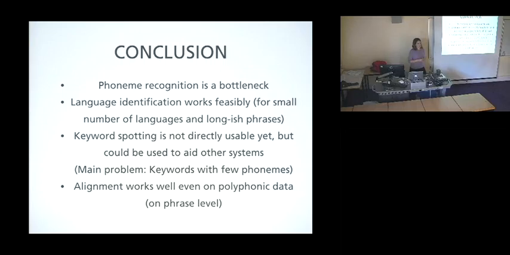The language identification at the moment works okay. You could probably use this for some sort of practical applications. It depends very much on what languages you're looking at, and also how long the phrases you're looking at are. So the more data you have, the better it's going to work. Keyword spotting, I think, isn't at the point yet where you could actually use it for something, but maybe you could already use those results to help other systems find information.